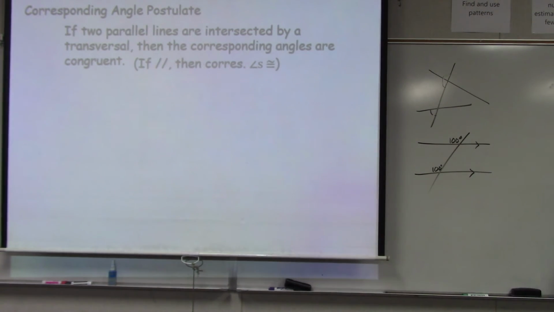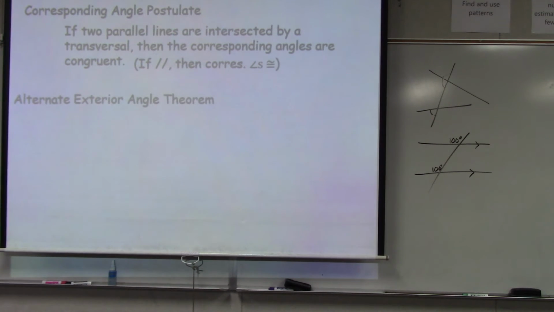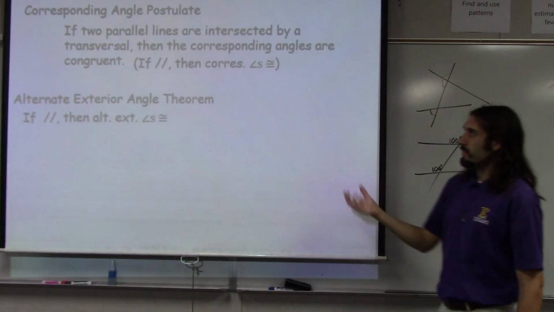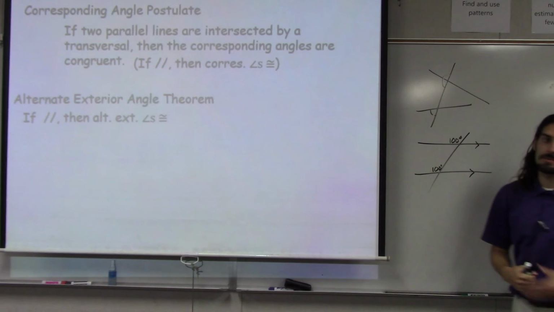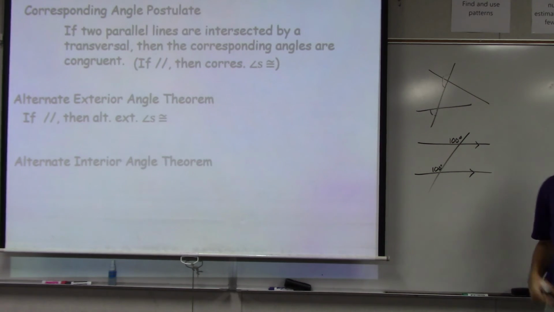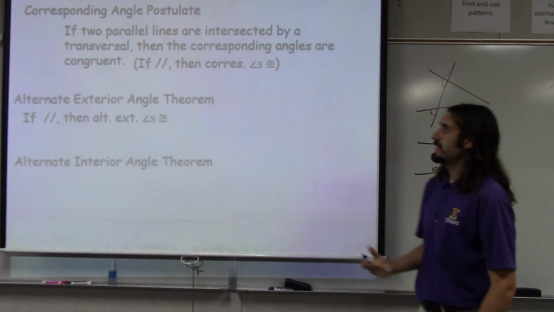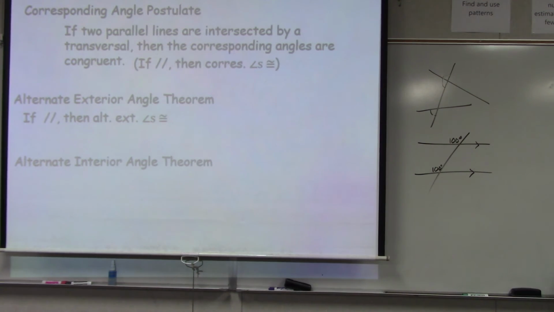So we're just going to go down the rest of our list. Corresponding angles, if parallel, then corresponding angles are congruent. We also have alternate exterior angles. If parallel, then alternate exterior angles are congruent. Again, just some shorthand. I'm going to go a little quicker and give you a chance to write this at the end. Alternate interior angle theorem. Same idea. If I have alternate interior angles, they are also congruent.